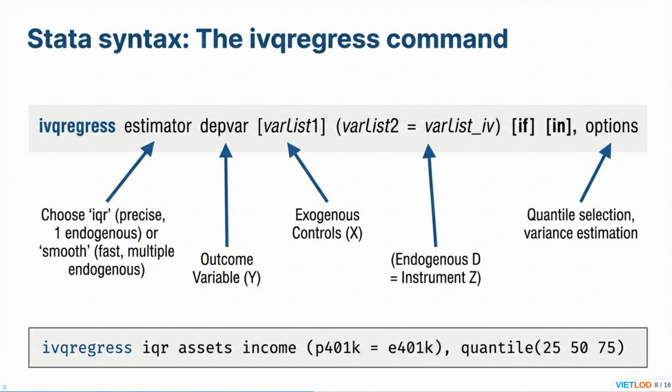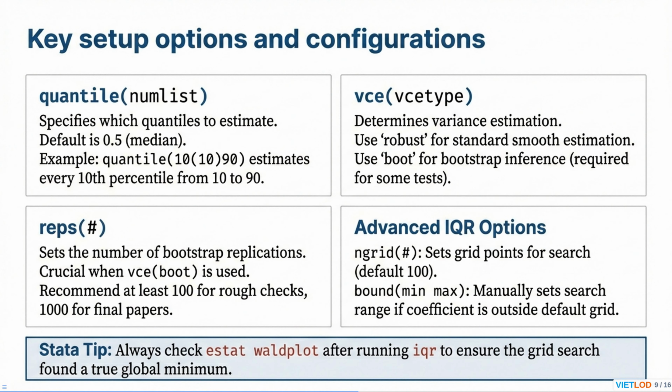Next comes the outcome variable, denoted as depvar, followed by any exogenous controls in the first variable list. The core of the IV specification is held within the parentheses. Here, you list your endogenous treatment variable set equal to your instrument. Finally, after the comma, you add options for quantile selection and variance estimation. Looking at our example at the bottom, we are using the IQR estimator to see how 401k eligibility, acting as our instrument, influences participation to affect financial assets across the 25th, 50th, and 75th quantiles.